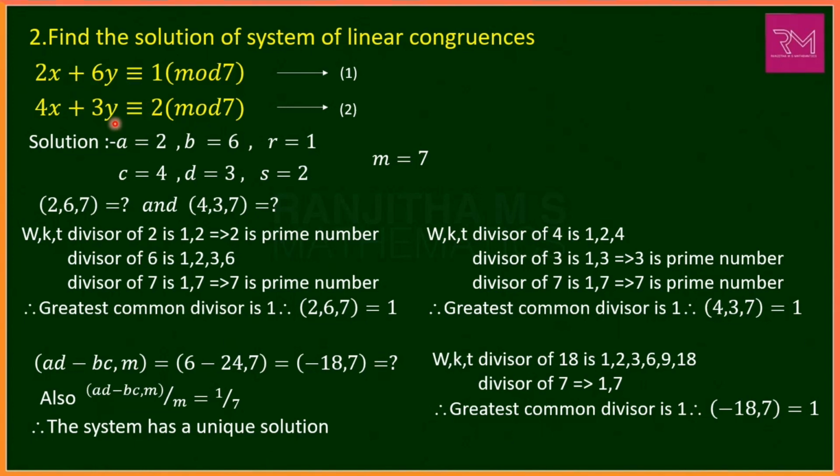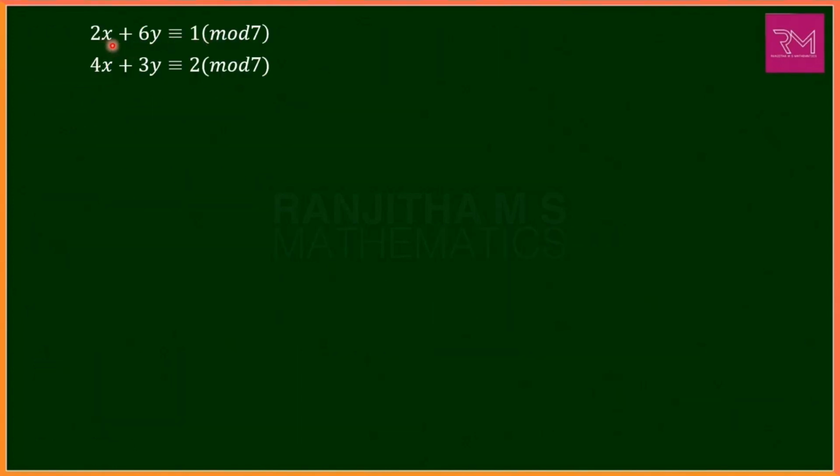That's the next step. To find the value of x and y, we consider these two linear congruences as before: 2x plus 6y congruent to 1 mod 7, and 4x plus 3y congruent to 2 mod 7. Here in these two congruences, we have to eliminate the x value or the y value first. Here we have 2x, here we have 4x, here we have 6y, here we have 3y.